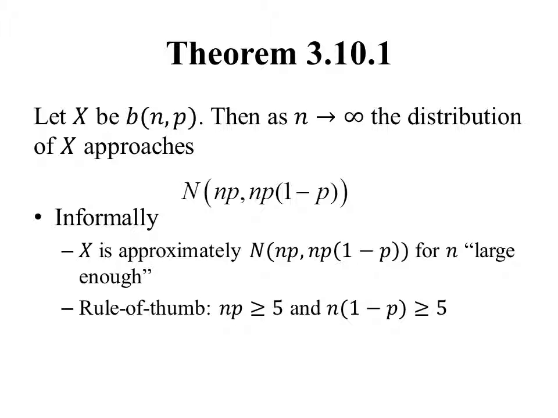Now, like with the central limit theorem, we had a rule of thumb for how large n had to be for this approximation to be reasonable. In this case, the rule of thumb says that np needs to be at least 5, and n times (1 minus p) also needs to be at least 5.